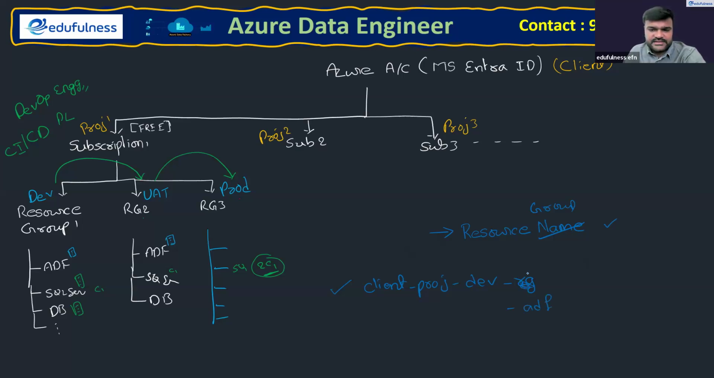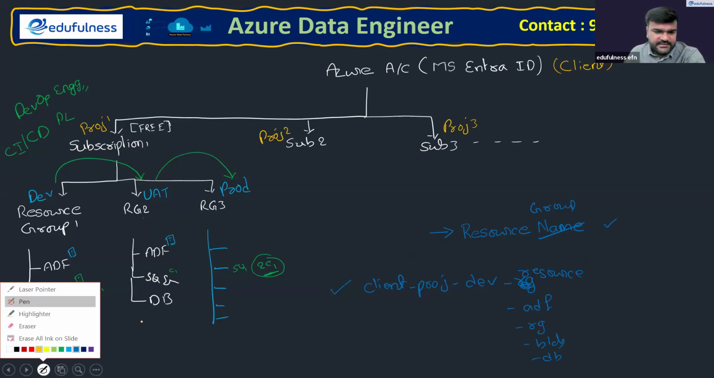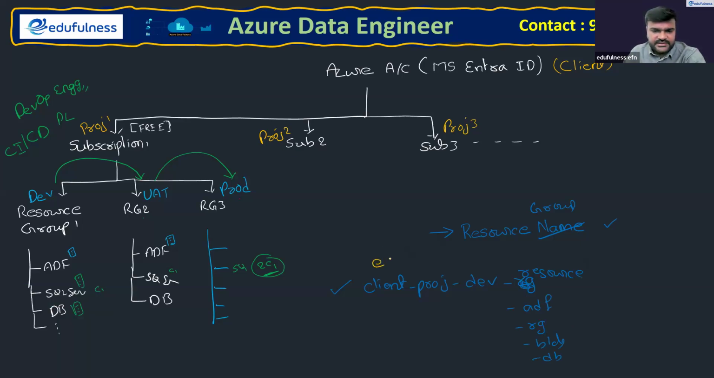This is the resource name. So it is the ADF under the dev environment, the resource group under the dev environment, blob storage, Databricks. Just by seeing the names, you are able to understand. So that is what we followed. The client name we have taken here as EFN, just for following the same thing.